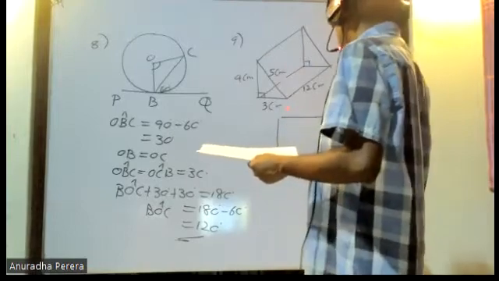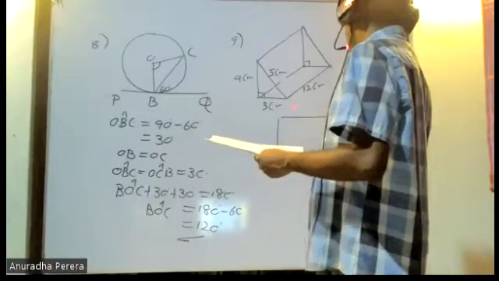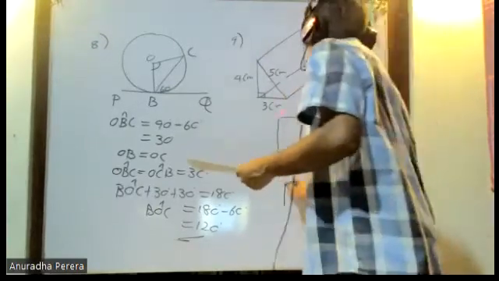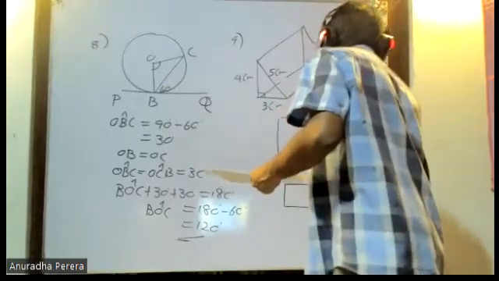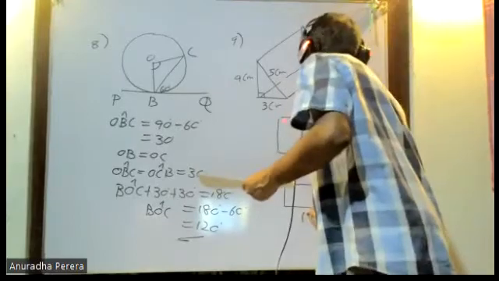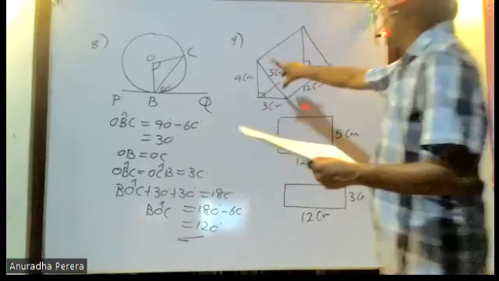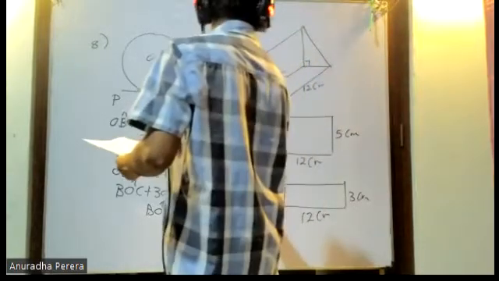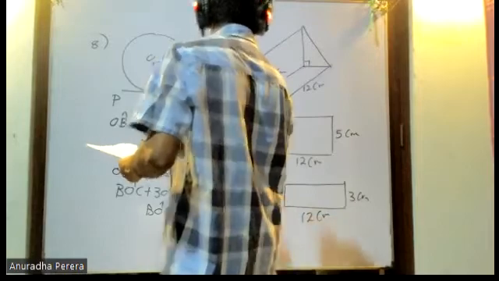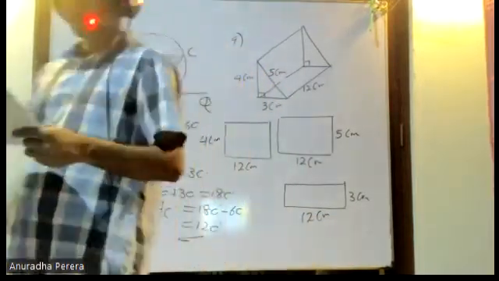If you consider this one, 5 cm, the length is 12 cm, and this bottom rectangle has breadth 3 cm, length 12. And on this side we can see length 12 cm and breadth 4 cm. We have to draw two figures out of these three.